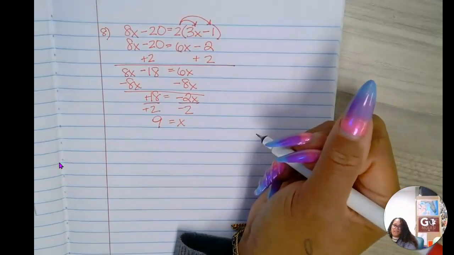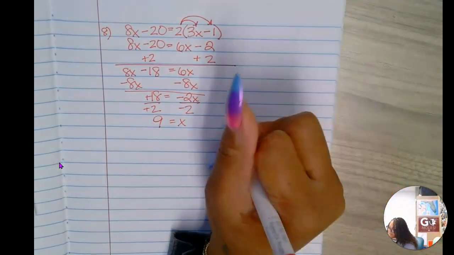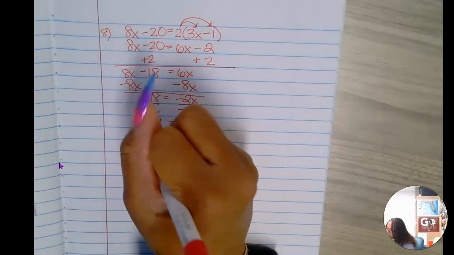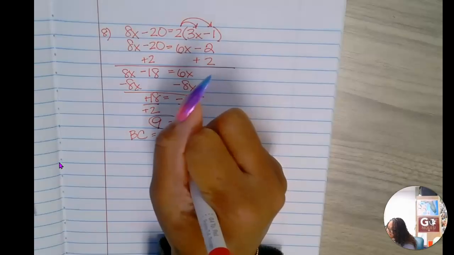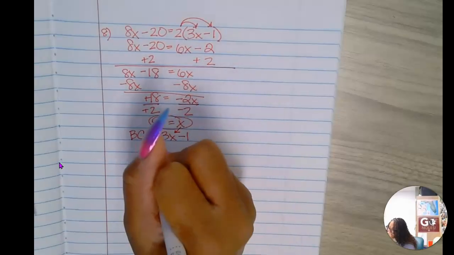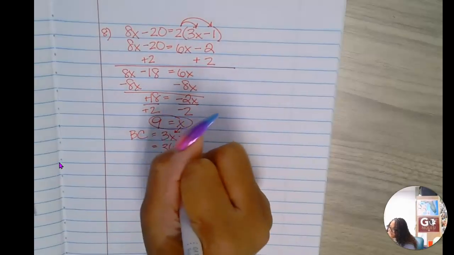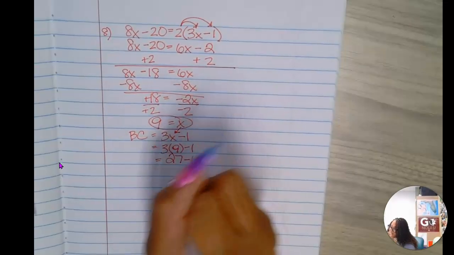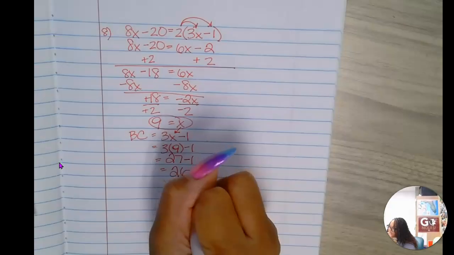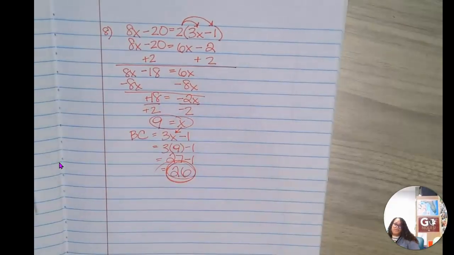But I need to find the length of BC. It equals 3x minus 1. So I'm going to take this x and plug it in here. BC equals 3 times 9 minus 1, which is 27, minus 1, which is 26, and my final answer. Okay, the last question will be on the next video.